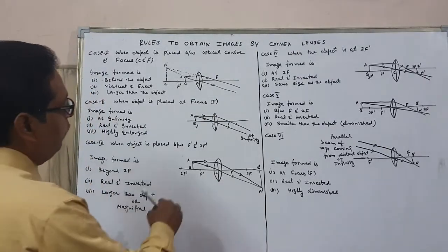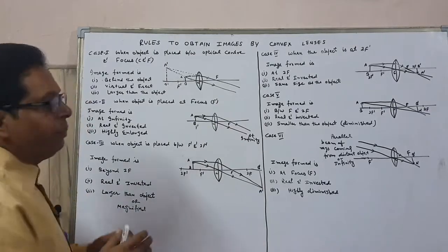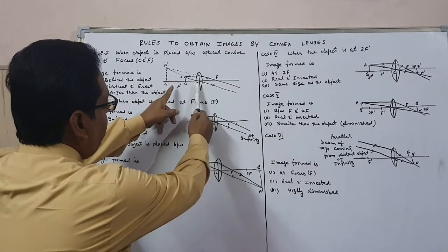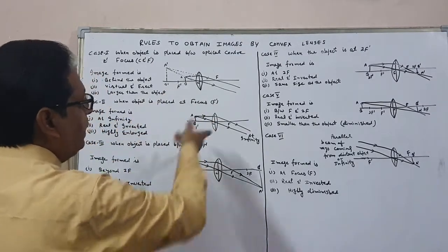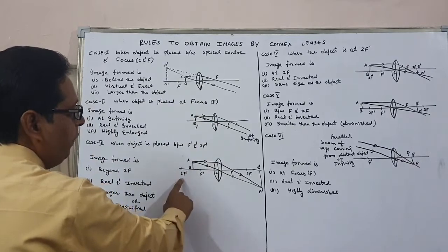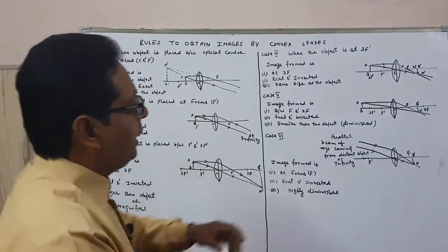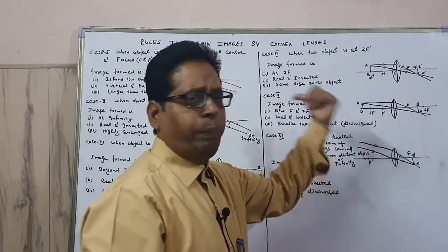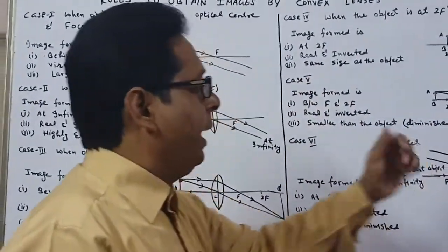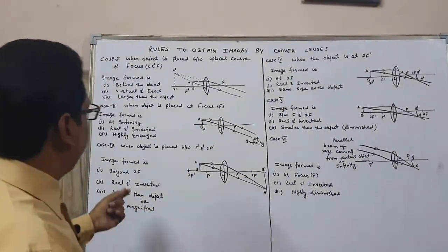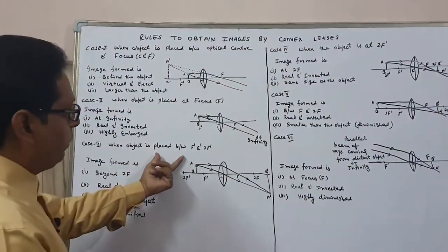Now let's move to the next case. Actually, beta, what we are doing is, in the first case the object is between C and F, in the second case it is at F, then it is between F and 2F. In the next case it will be lying at 2F, and then beyond 2F and at infinity. So one by one we are discussing the position of this object.